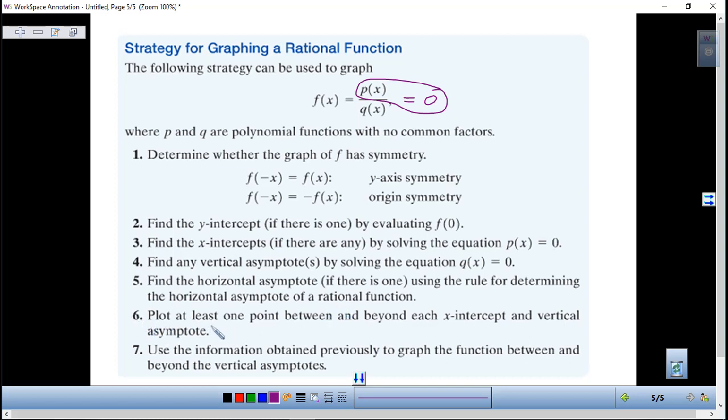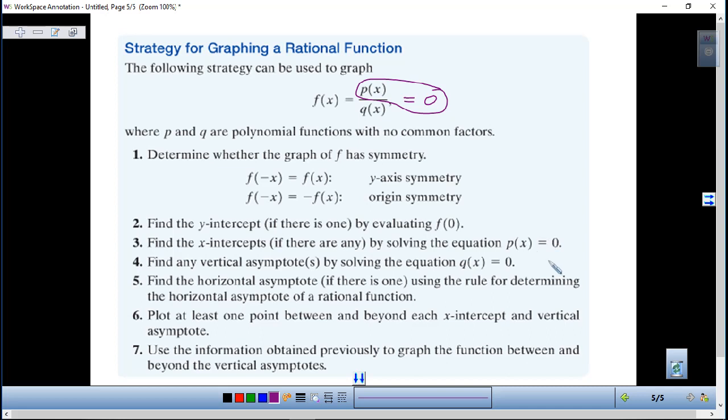Then you're going to plot at least one point between and beyond each x-intercept and vertical asymptote. You need to find out what's happening in between these things. And then use the information obtained previously to graph the function between and beyond the vertical asymptotes. That means you're just going to sketch what you see and what you think it's going to behave. Remember, as it approaches a vertical asymptote, it's going to go off to infinity or negative infinity. You need to know which one, so that's where those inside points come in. And you may need more than one, but that's where those come in.